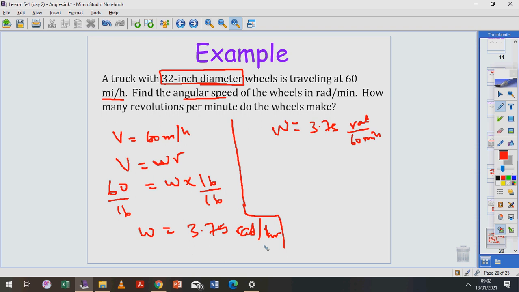Guys, if you're doing 3.75 radians per hour, right, or revolutions per hour, are your revolutions per minute going to be more or less? Let's say you're doing 10 revolutions per hour. How many revolutions are you doing per minute? Are they going to be more or less? If you do 10 in 1 hour, then in 1 minute, how many are you doing? So are we multiplying or dividing?